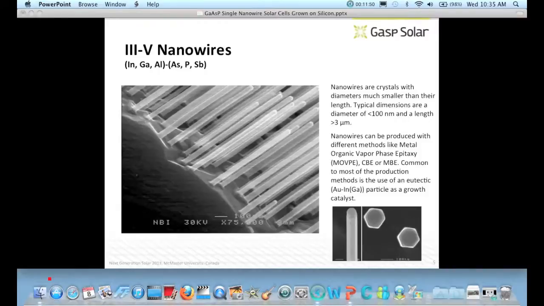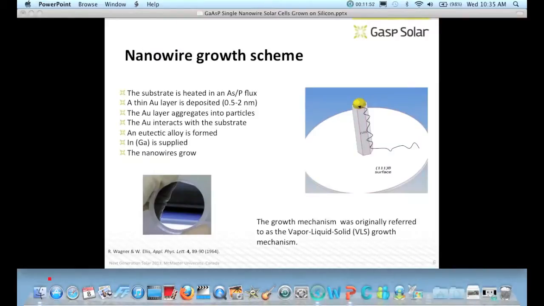Now, the way we grow these nanowires is basically you take your gallium arsenide substrate, you load it into your growth system, in this case molecular beam epitaxy, then you heat the substrate, and because it's gallium arsenide, you have to have a group 5 flux on of arsenic atoms. And when the substrate is heated, we deposit a thin layer of gold on the surface, and this gold will then form small gold droplets. It will interact with the substrate and form a gold-gallium eutectic alloy.